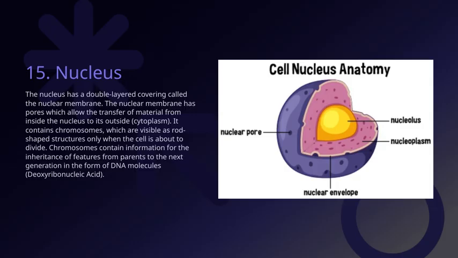Inside the nucleus, you'll find chromosomes. These are the structures that only become visible as rod-shaped entities when the cell is about to divide. Think of chromosomes as the cell's instruction manuals. They carry the genetic information needed to pass features from parents to offspring. This information is stored in the form of DNA molecules, or deoxyribonucleic acid, which contains the blueprint for all the traits and functions of living organisms.